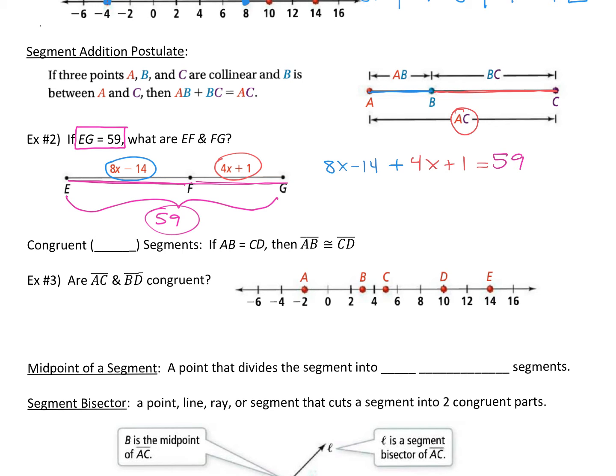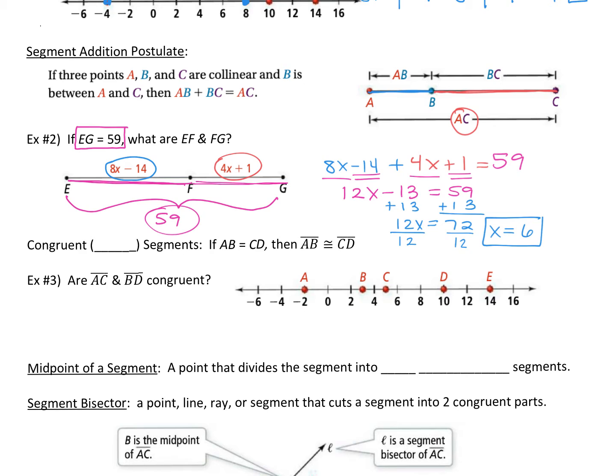Okay, and now from here, it's just algebra, right? Do the algebra. So 8x plus 4x is 12x. -14 plus 1 is -13 equals 59, okay? And then from there, simplify. So we're going to add the 13, and we get 72 equals 12x. Okay, and then how's your mental math? What's 72 divided by 12? 8. Not 8. 9. No. 6. It's 6. Yes.